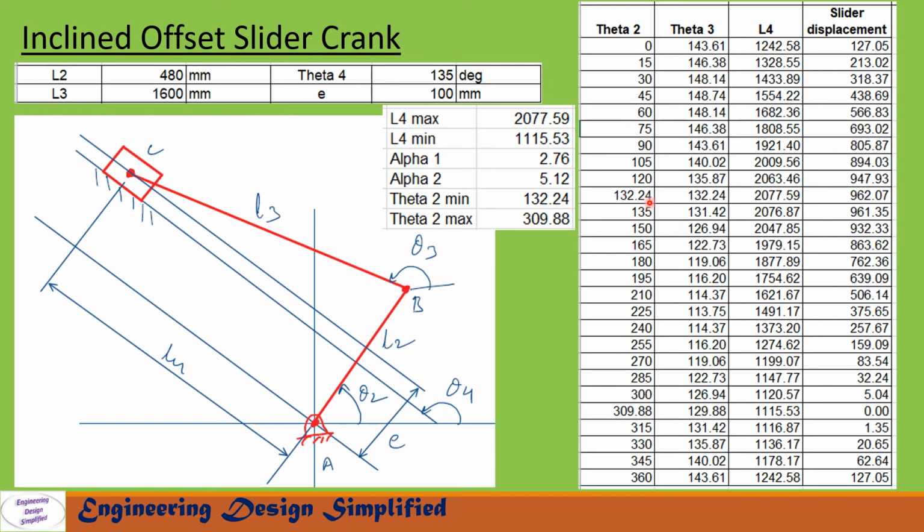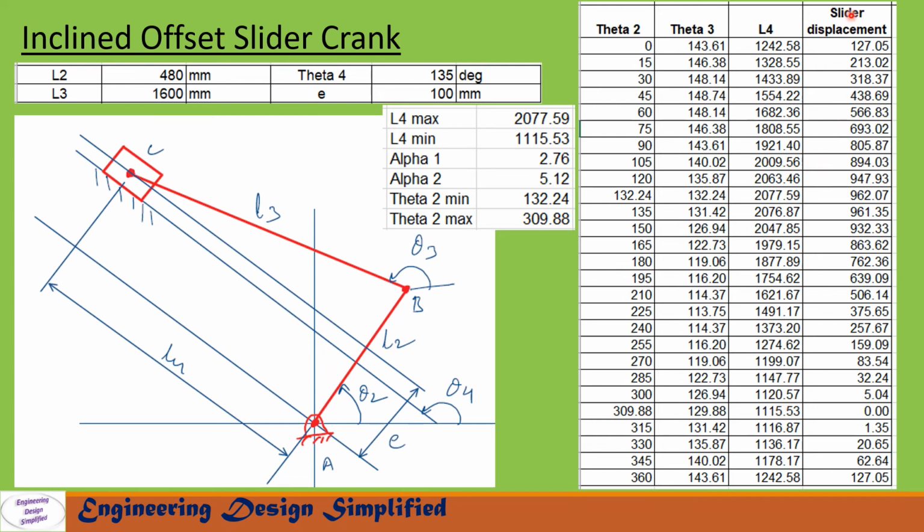So here this L4 max is 2077.59 and L4 minimum is 1115.53 millimeter, alpha 1 is 2.76 degrees, alpha 2 is 5.12 degrees, theta 2 minimum is 132.24 degrees, theta 2 maximum is 309.88 degrees. So these two values, theta 2 minimum and theta 2 max, are inserted here. So at this position, you can see that L4 max and L4 minimum are calculated.